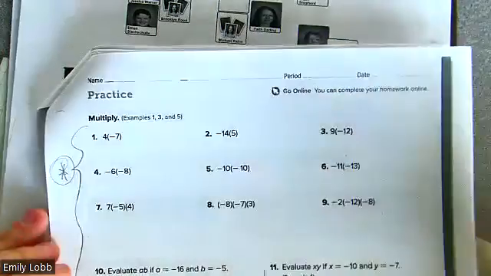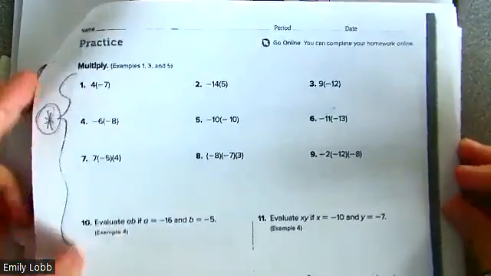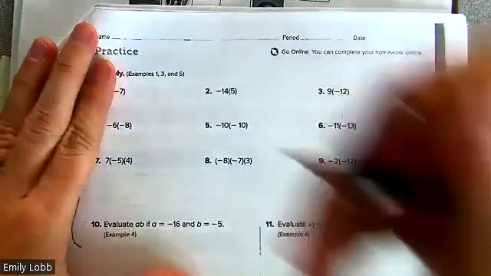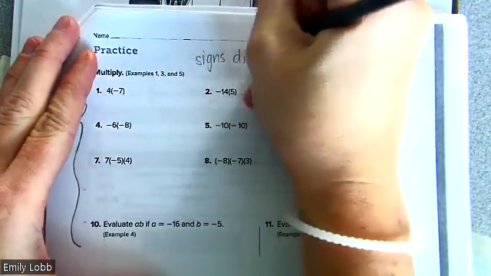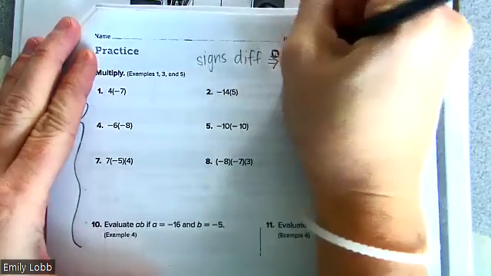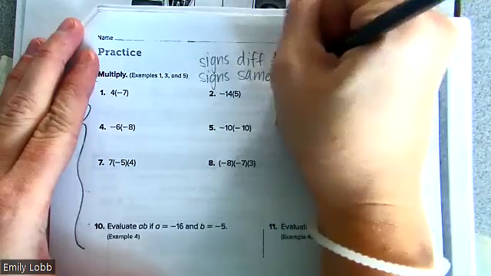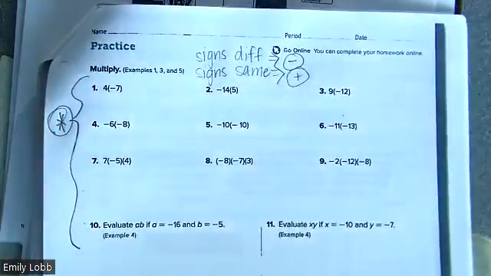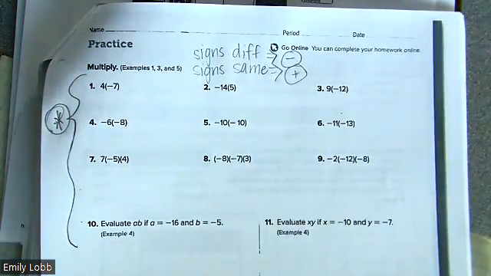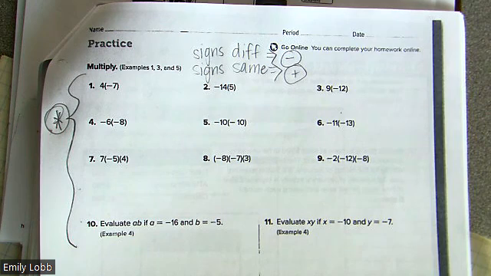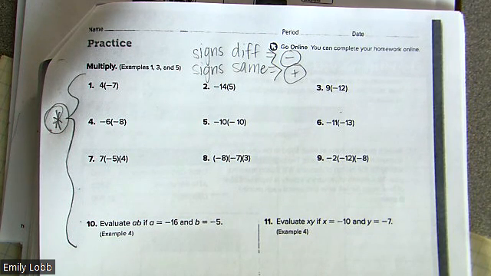So remember, when you're completing your practice, when my signs are different, our answer is negative. When my signs are the same, my answer is positive. Remember when people used to say 2 wrongs don't make a right? Well, 2 negatives, when they're multiplied, actually make a positive.